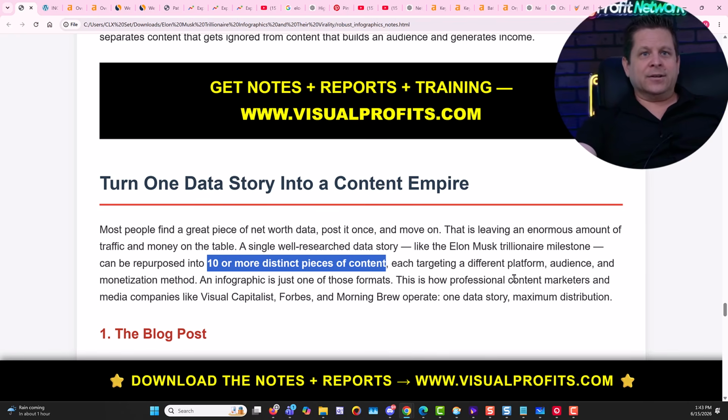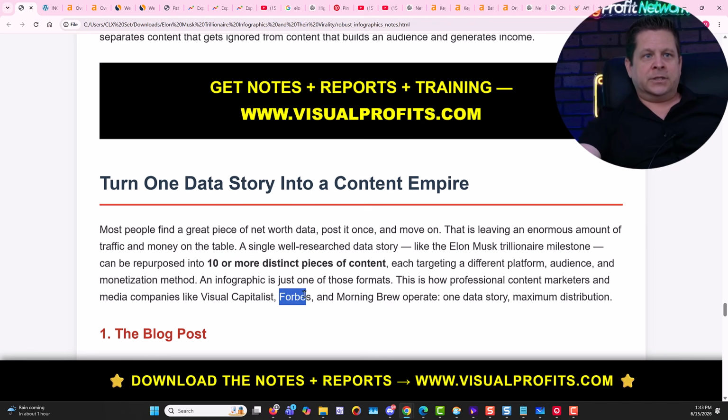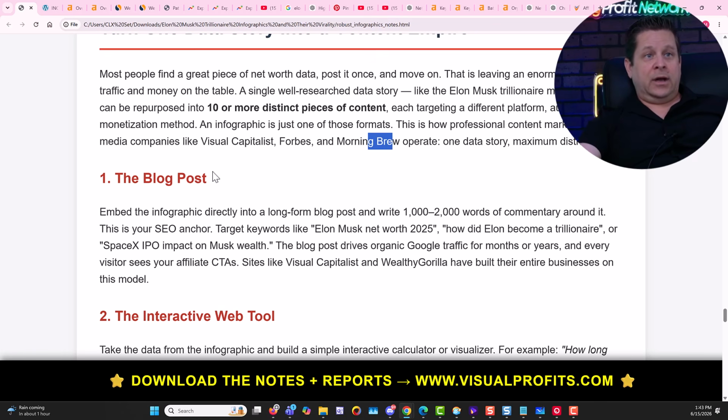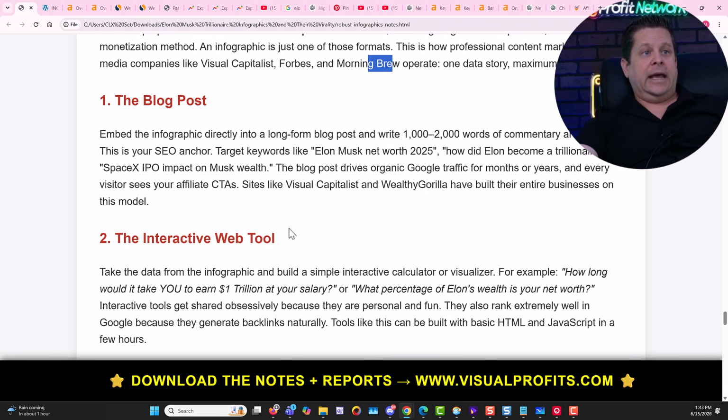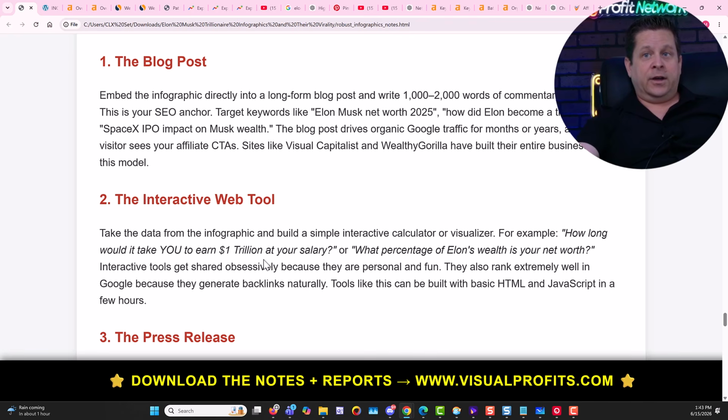This is literally how professional content marketers and media companies like Visual Capitalist, Forbes, Morning Brew, and others operate. One data story, maximum distribution. You have your blog post. Go put a blog post up. Interactive web tool, like my little calculator. These are very good because they get backlinks and they get shared. Tools like this, you can make with AI very, very quickly.